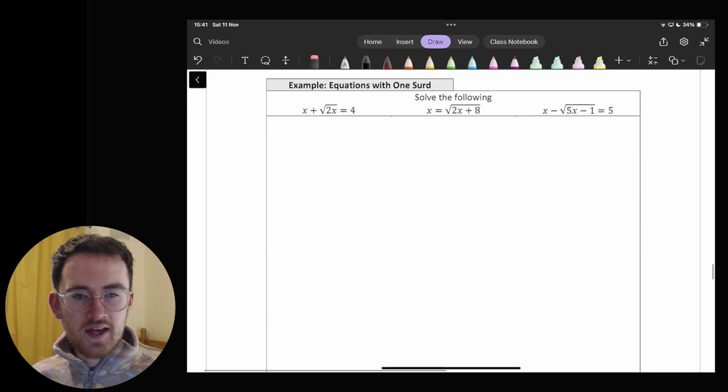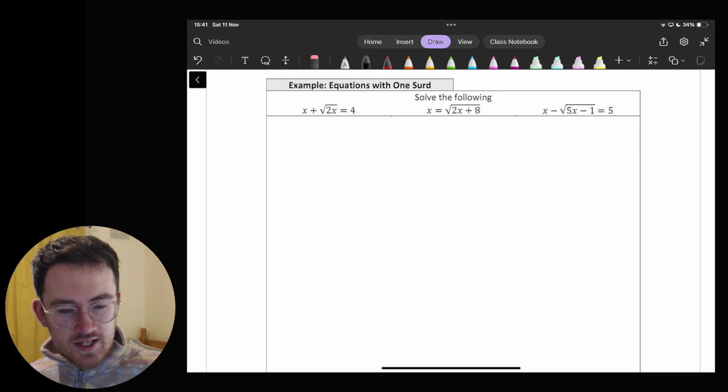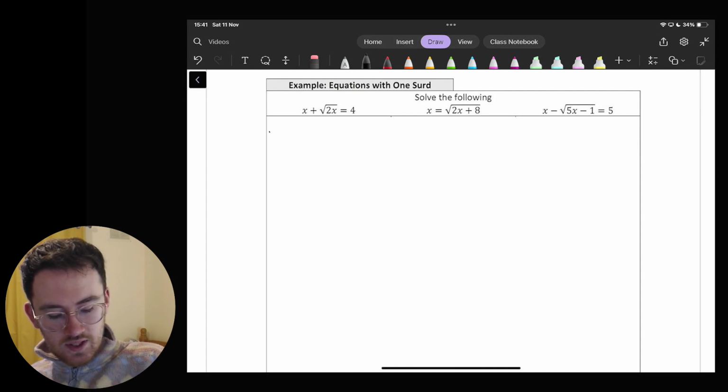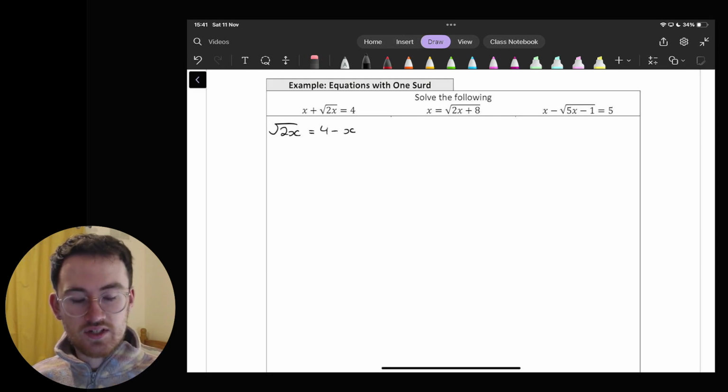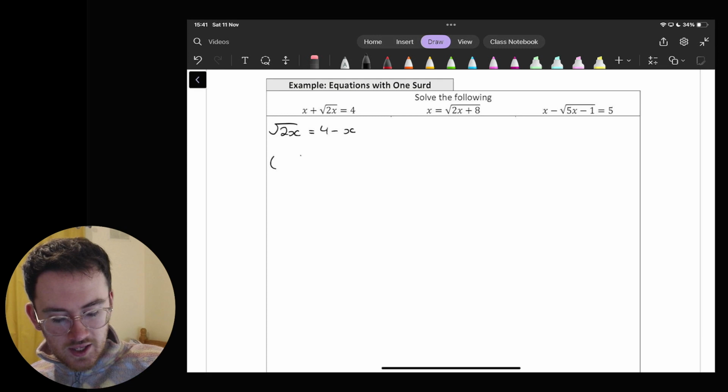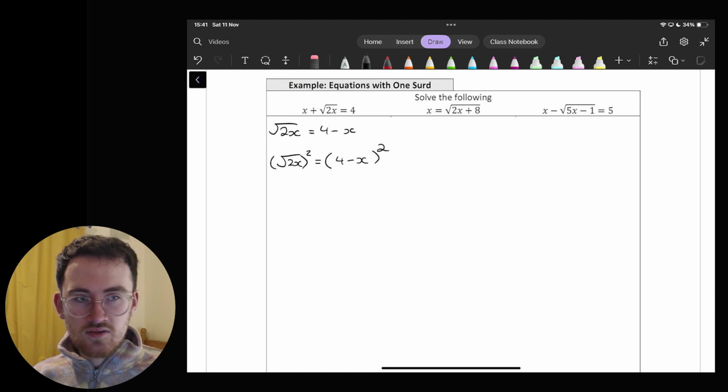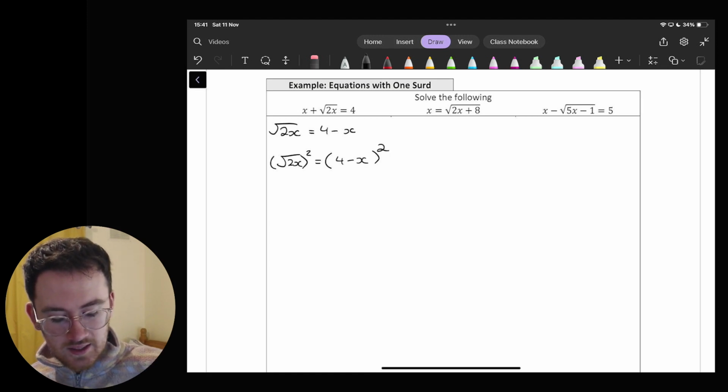So looking at how that works then. As I've said, we isolate the surd. In this equation here, I want to get the root 2x on its own, and I'm going to put anything else on the other side, so 4 minus x on the other side there. This is the point now where I'm going to make use of my squaring, so I need to square both sides. We have to be careful with this in squaring, particularly the right hand side here, but you'll see what I mean in a second.